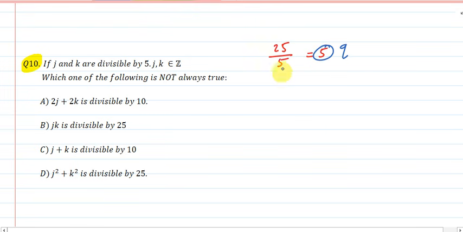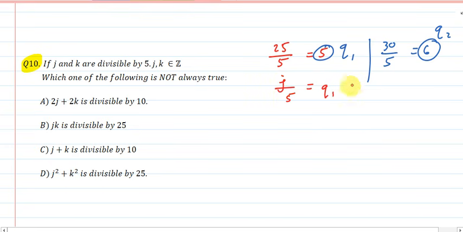I can take another number, let's just say 30 divided by 5, which is equal to 6. So this is like my second quotient. So we can call it quotient 1. If we're taking j and k and dividing by 5, we can say j is divisible by 5. We're just going to say that's quotient 1. Therefore, what is j equal to? j is equal to 5q1, cross multiply. And k divided by 5 is basically equal to quotient 2, so k is equal to 5q2.